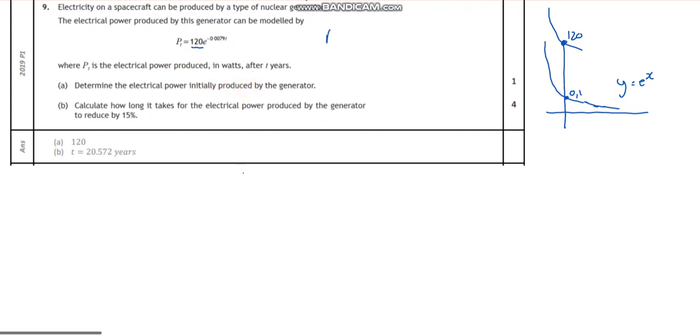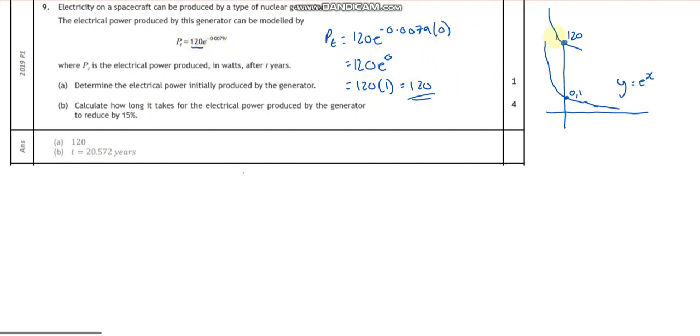And you could check that by saying, okay, well, what if I'm looking at the power initially produced? So initially, 0.0079t is 0, because time is the starting point. That is going to come out as 0. So you're going to end up with 120 e to the 0, and e to the 0 is 1. So you've got 120 multiplied by 1, so it's just 120. Okay? So first thing with these is this number is always your initial, starting point. So for 1 mark, they just want you to say 120. You could prove it. Okay?